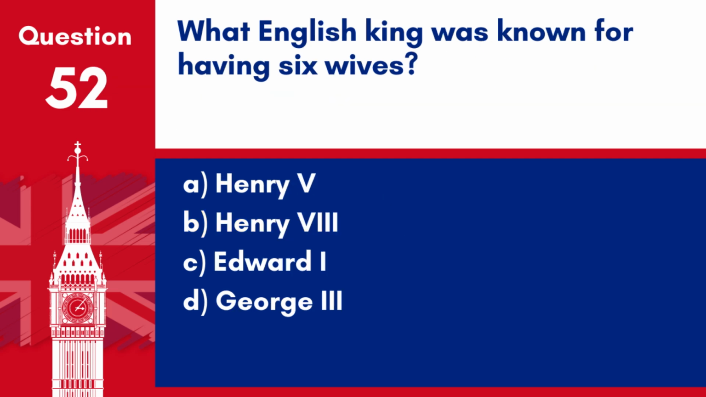Question 52. What English king was known for having 6 wives? A. Henry V. B. Henry VIII. C. Edward I. D. George III. Answer: B. Henry VIII. King Henry VIII is famous for having 6 wives.